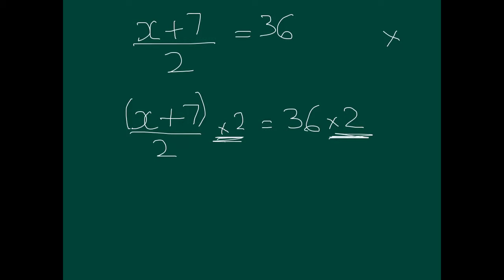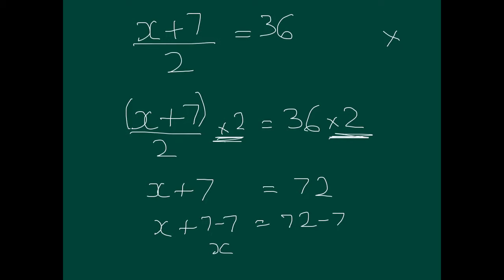Now 2 divided by 2 is just 1. So again I've got x plus 7 is equal to 72. Now I subtract off 7 from both sides, and I'm left with x is equal to 65.